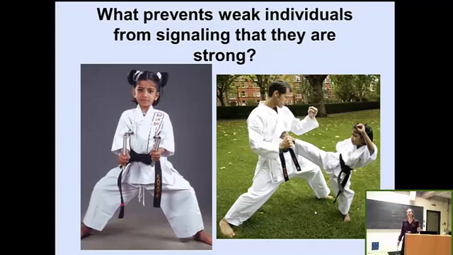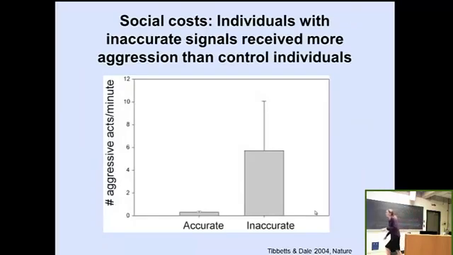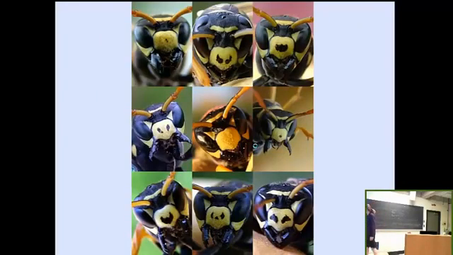We wanted to see if wasps with inaccurate signals received more aggression than wasps with accurate signals. To do this, we took 2 wasps and we forced a wasp to cheat by painting her face so that her facial pattern no longer accurately reflected her ability. And then we set her up in fights. When you look at this picture, you can see there's a lot of variation in the number, size, and shape of black spots in the middle of their face, in the clypeus.